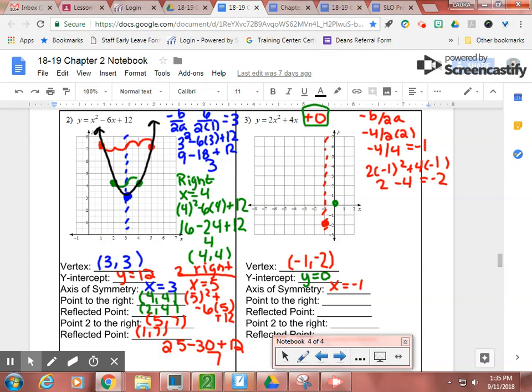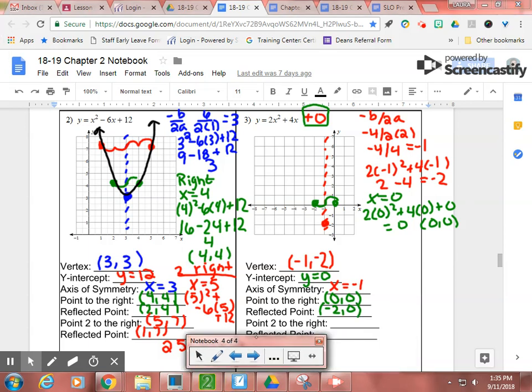So my next point to the right, if we started at -1, is to go to 0. If you plug 0 into this, you get 2 times 0 squared, minus 4 times 0, plus 0, which is 0, and that's the point 0, 0. So that happens to work out being the same point. If we reflect that, we're going 1 away, we're going 1 away here. So that's the ordered pair, back 2 and up 0.